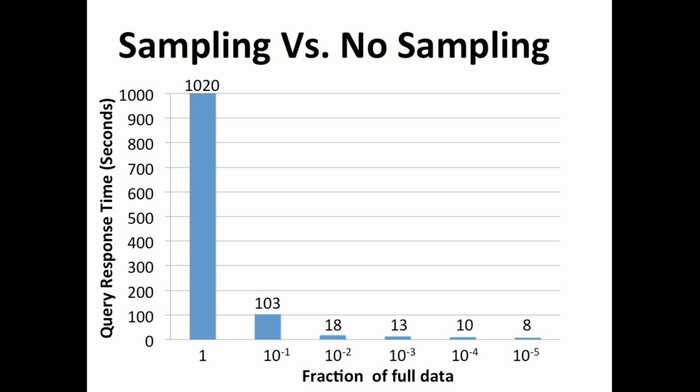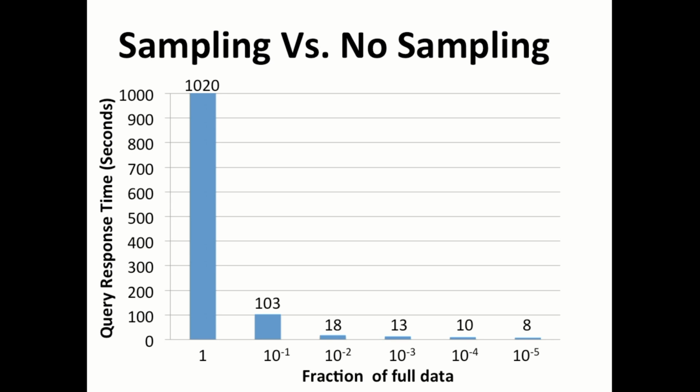So before I get into the rest of my talk, let me just give a brief intuition of what sampling enables. Here is a small query which tries to compute a percentile on a few petabytes of data. And essentially what it tries to do is analyze this trade-off between the response time of the query and the fraction of the data that it works on.